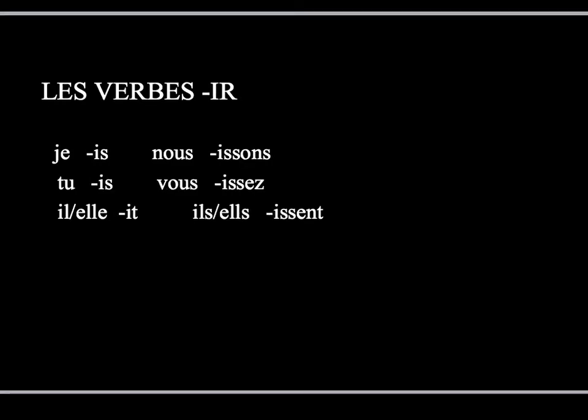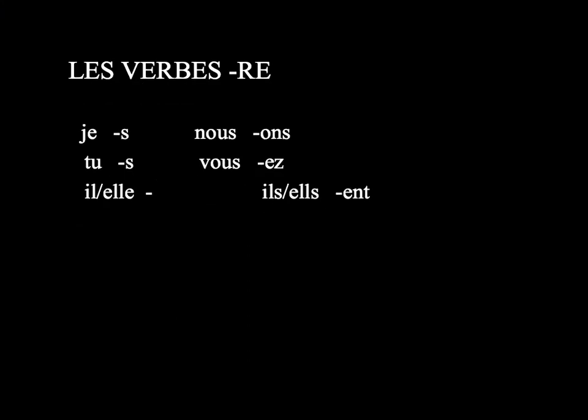The same rule applies for IR verbs. You take off the IR and then you replace those two letters with these endings here: IS, IS, IT, ISSONS, ISSEZ, ISSENT. And again for RE verbs, we replace the RE with S, S. We don't add anything on for the il and elle form: ONS, EZ, ENT.